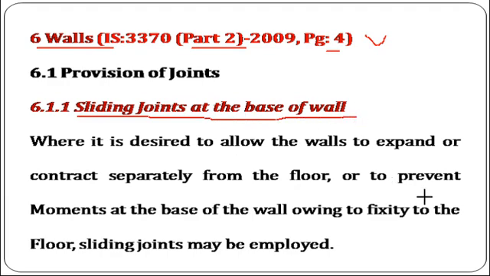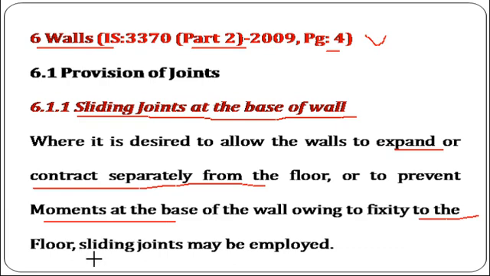So when it is desired to allow the walls to expand or contract separately from the floor, or to prevent the moment at the base, meaning zero moment to the wall owing to the fixity to the floor, sliding joints may be employed.